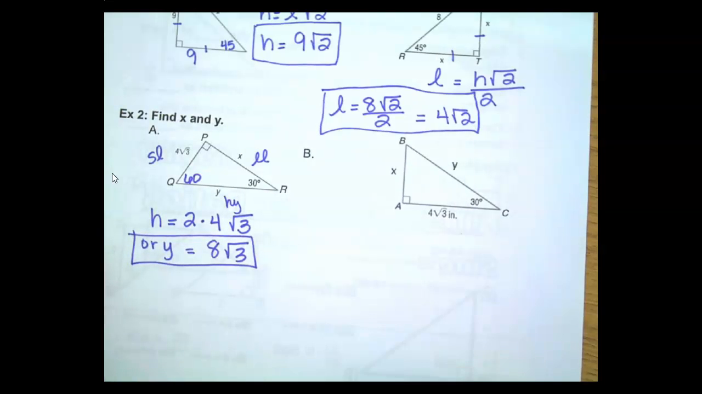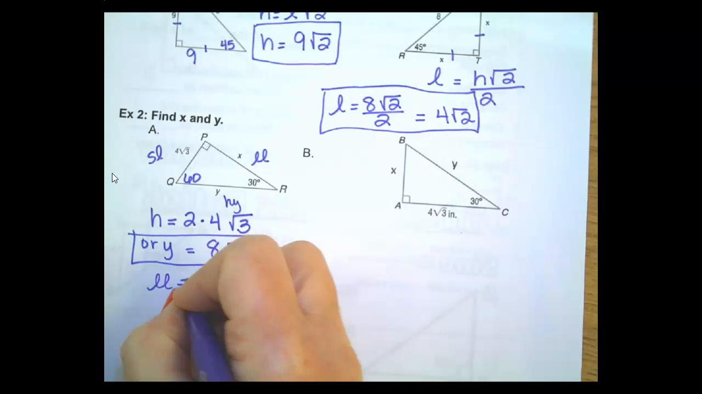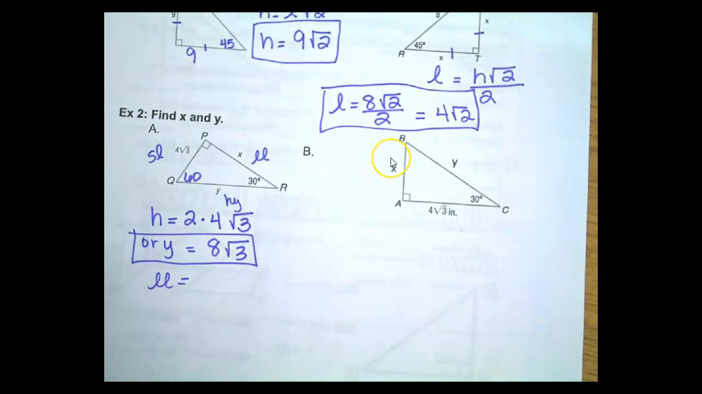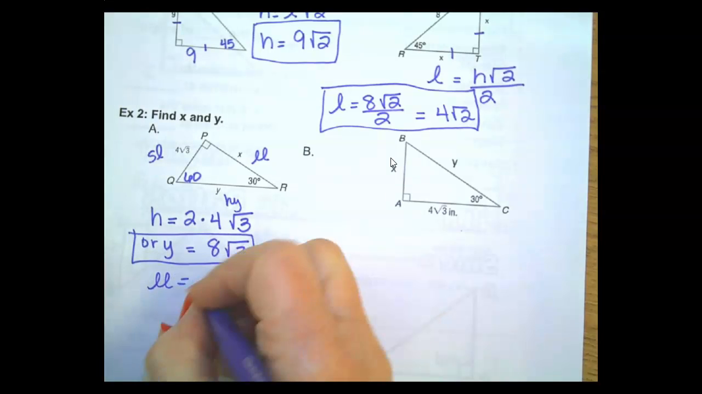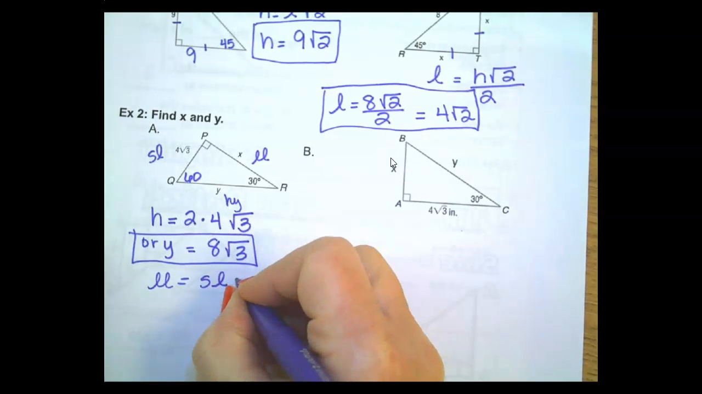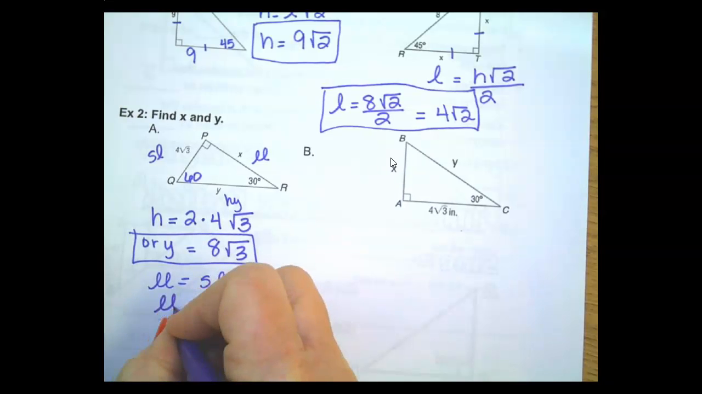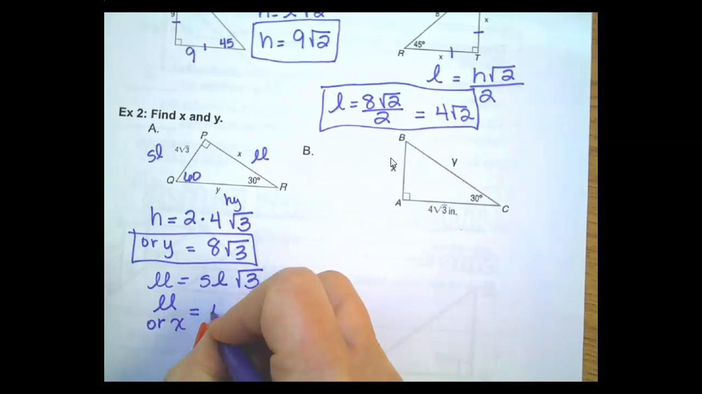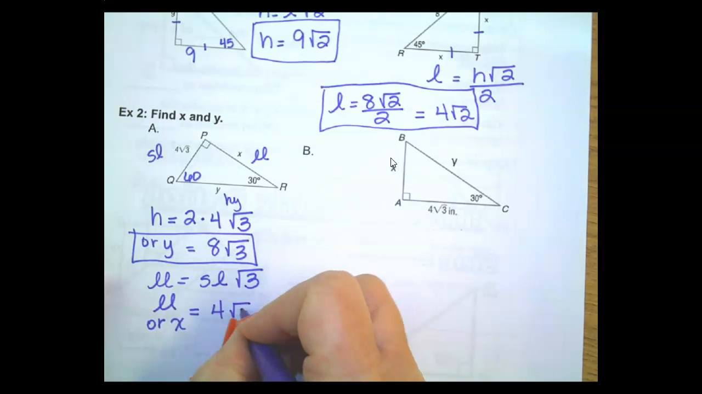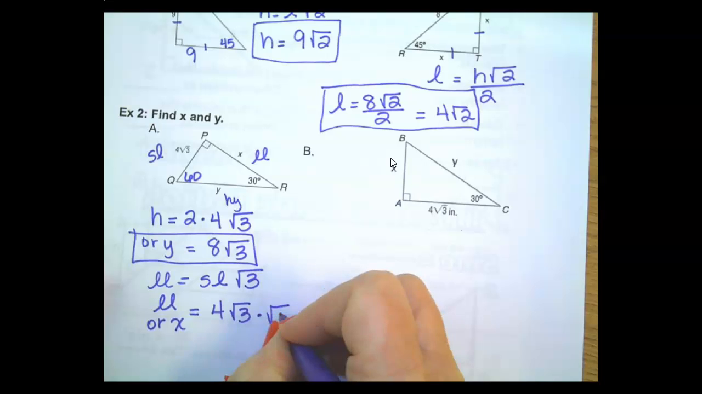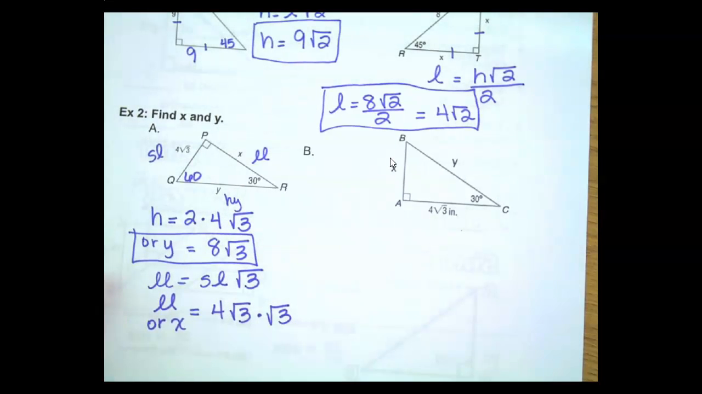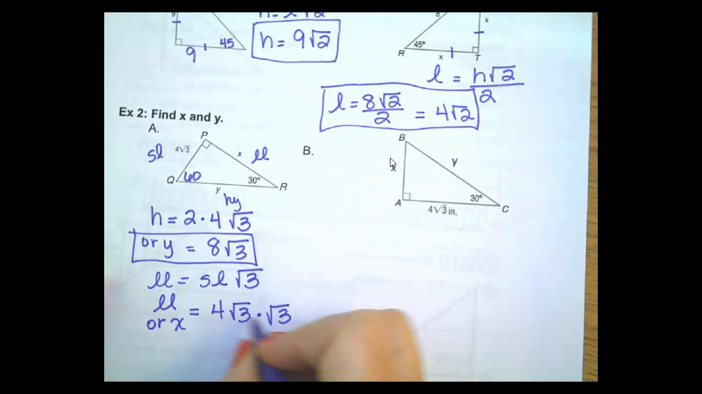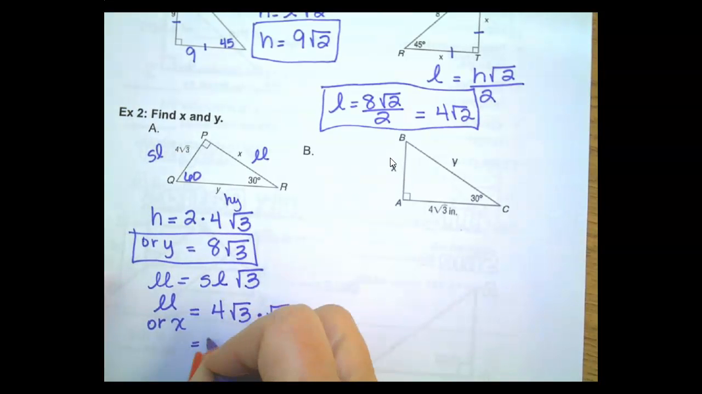Let's try to find my long leg. So my long leg is equal to, keep flipping back and forth, long leg is my short leg times the square root of 3. So my long leg, or x, is equal to my short leg, 4 times the square root of 3 times the square root of 3. So what is square root of 3 times the square root of 3? 4 times the square root of 9. Square root of 9 is 3, so 4 times 3 is 12.